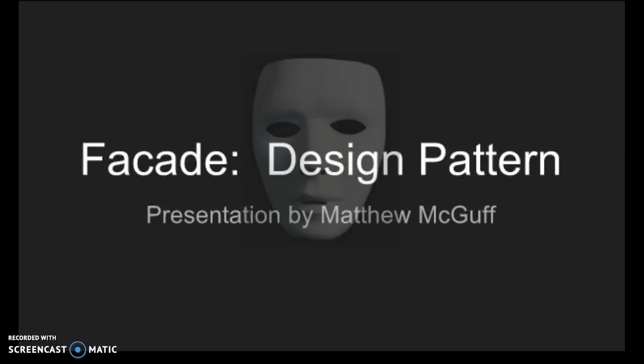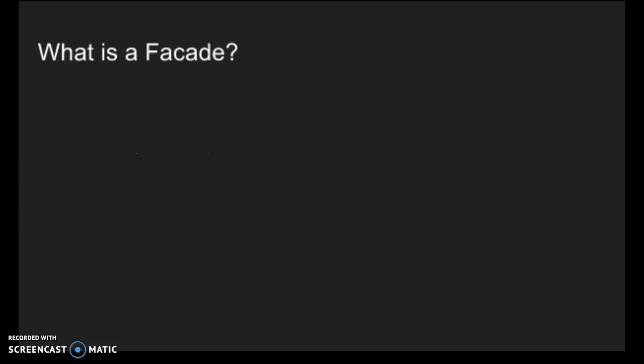This presentation is a basic overview of the facade design pattern and how it can best be implemented. Let's get started. A facade can be defined as an outward appearance that is maintained to conceal a less pleasant or credible reality. This definition makes me think of the Great and Terrible Oz from the classic children's story.